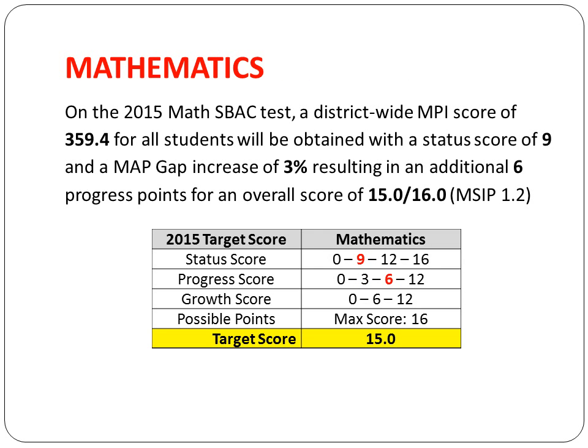In math, on the 2015 Math SBAC test, a district-wide MPI score of 359.4 for all students will be obtained with a status score of 9 and a MAP gap index of 3%, resulting in an additional 6 progress points for an overall score of 15 out of 16.